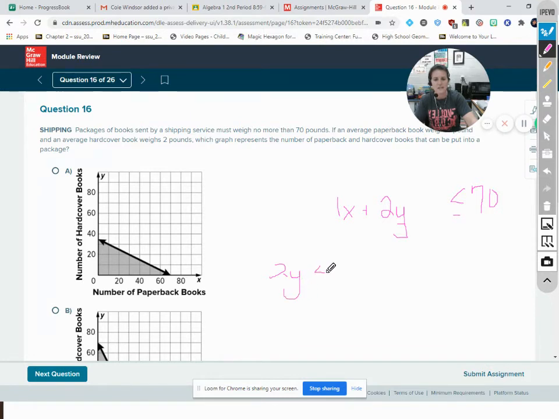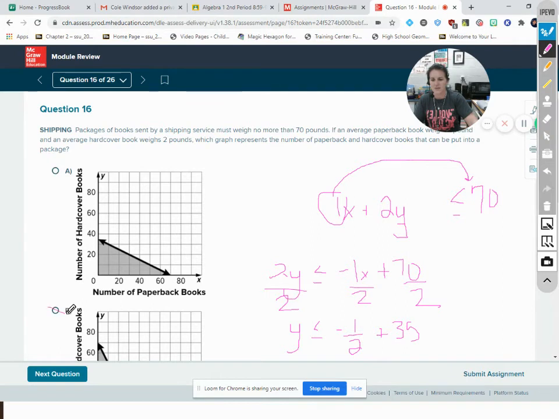So I have 2y is less than or equal to -1x plus 70. All I did was take this and move it to the other side of the inequality. I did that by subtracting it from each side. Now I want to get y by itself, so I'm going to divide everything by 2. So I get y is less than or equal to -1/2 x plus 35. So we're looking for a y-intercept of 35, so I can automatically rule out B and C.